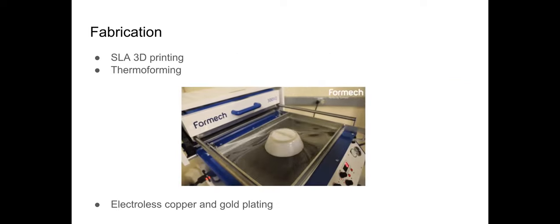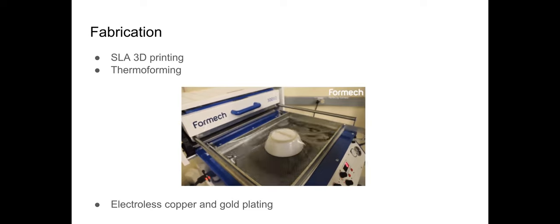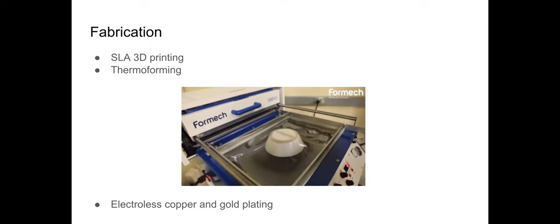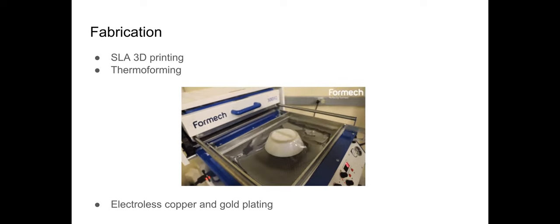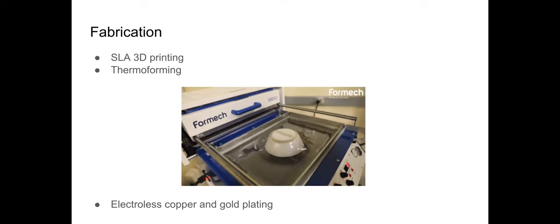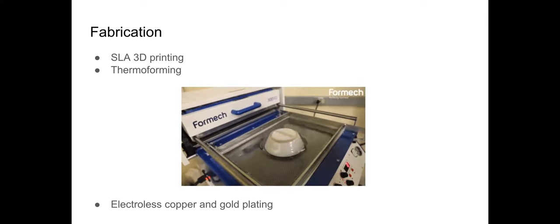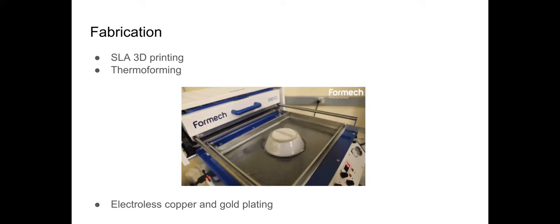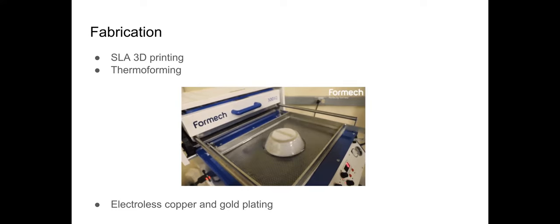Okay, now I'm going to give a pretty brief introduction to some of the fabrication methods that Julie and I have been using to work on both of these modalities. The first thing that we use is SLA 3D printing, which you are probably familiar with. It's a photochemical method, so you can 3D print really fine structures. The second one is thermoforming, which is used in a lot of manufacturing techniques, and that's what this video is showing. You heat up a piece of plastic until it's really hot and pliable, and then you pull up this platform and draw vacuum so that the plastic conforms to whatever mold you have in it, and then it retains its shape afterward. And then lastly, we use a process of electroless copper and also gold plating, which I'll go into a little more detail on later.